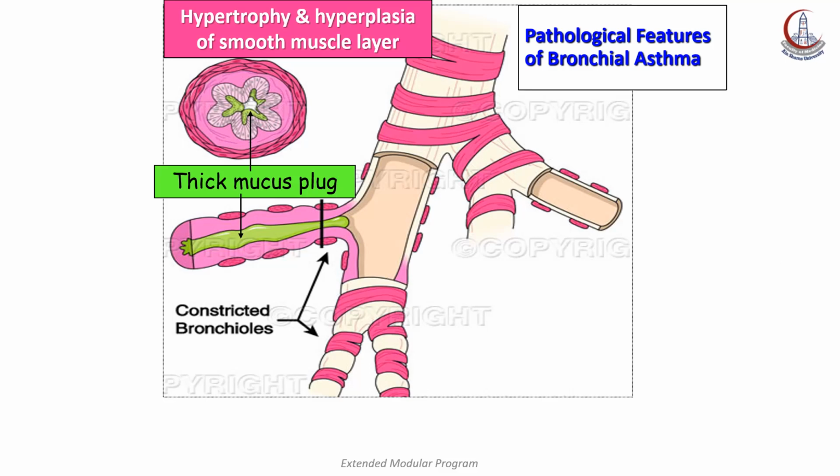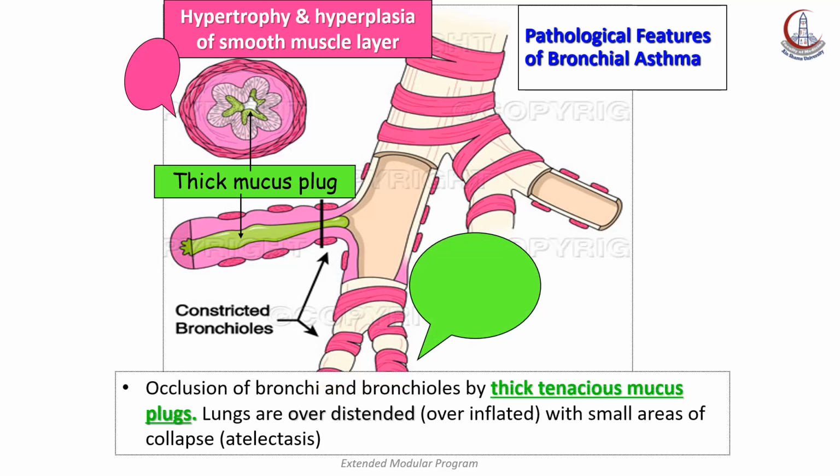This transverse section shows the lumen with a thick mucus plug, and the smooth muscle layer is hypertrophic. There is occlusion of bronchi and bronchioles by thick mucus plugs. So the lungs are over-distended with small areas of collapse due to obstruction by these plugs inside the lumen.